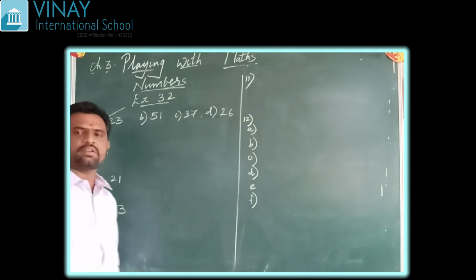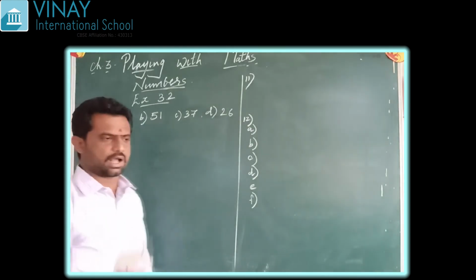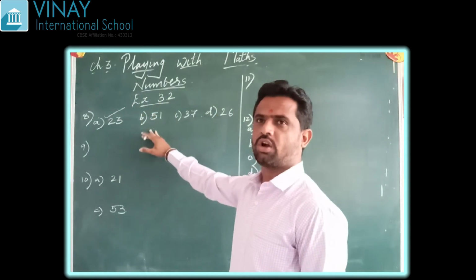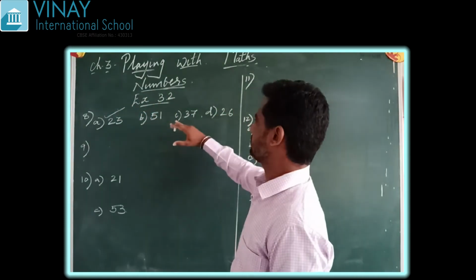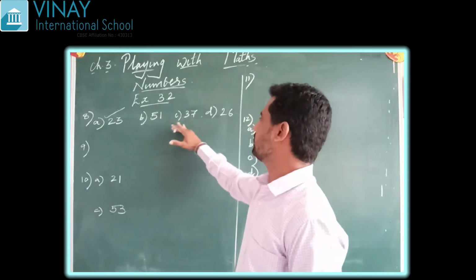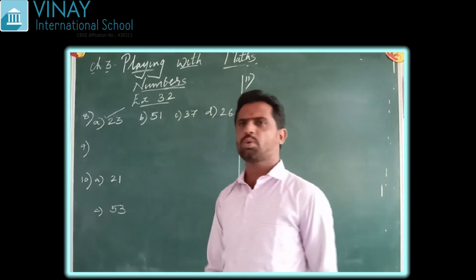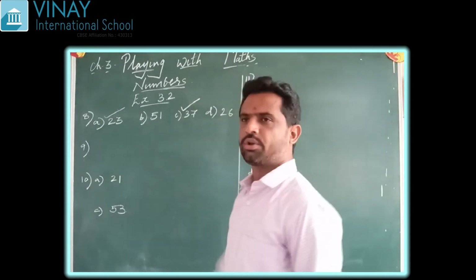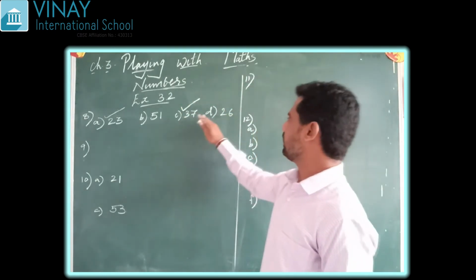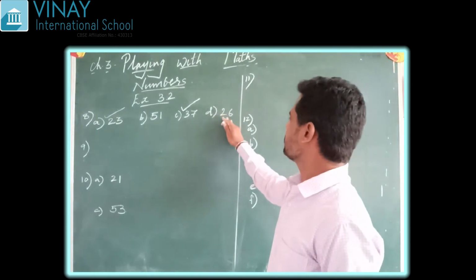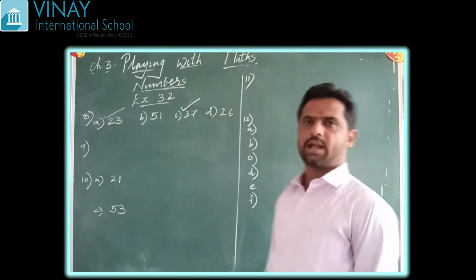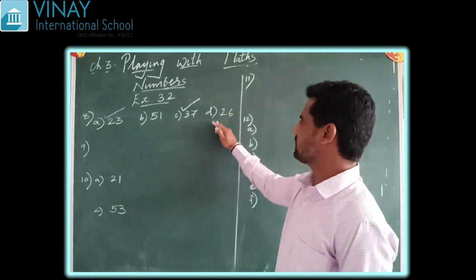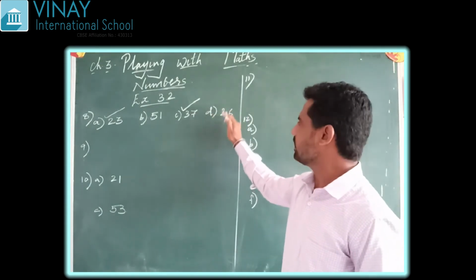Second is 51. The factors of 51 are 1, 3, 17 and 51. So it is not a prime number. C is 37. Again, 37 has only two factors, 1 and 37. So 37 is also your prime number. D is 26. 26 again has four factors, 1, 2, 13 and 26. So it is not a prime number.